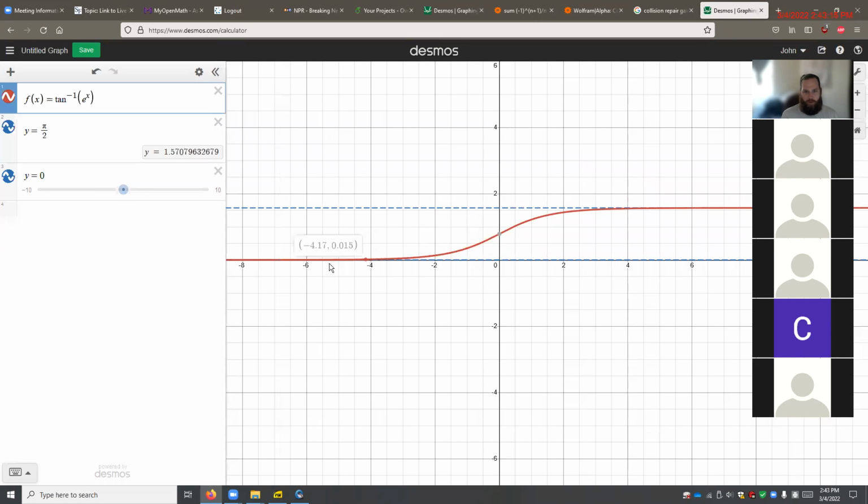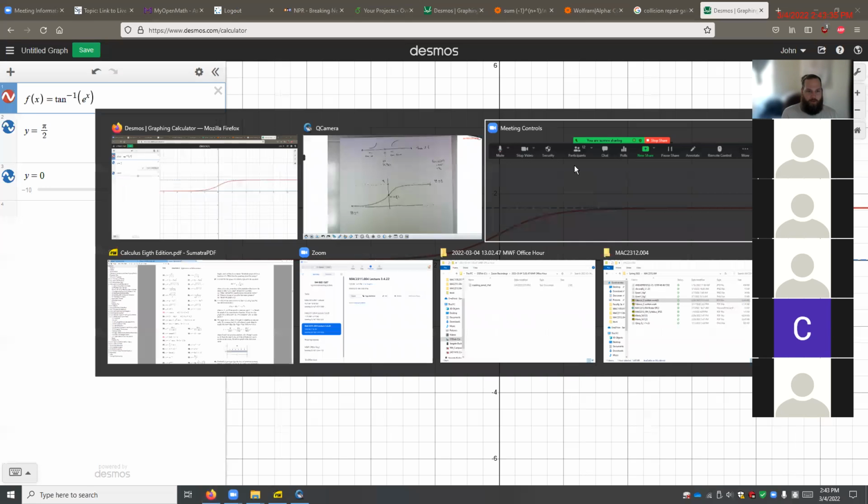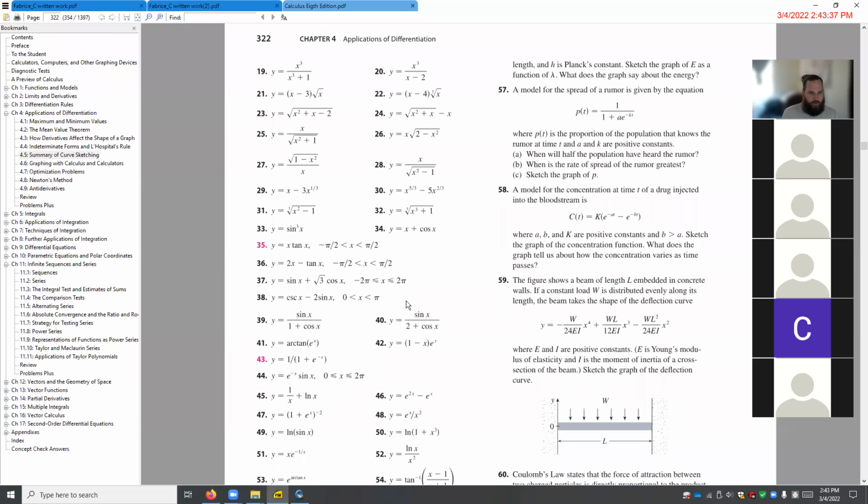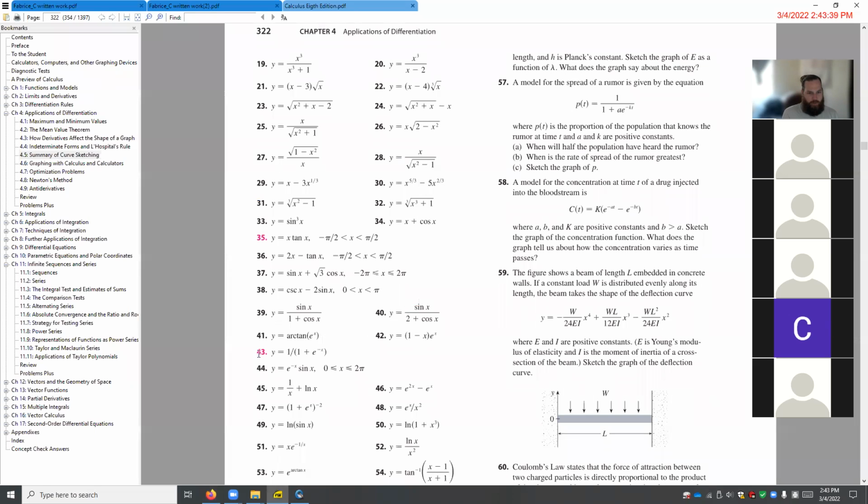Curves like this, by the way, are kind of special. This is very similar to what's called a logistics curve, where something goes from 0 and rises in a nice smooth way up to some fixed value. You can scale this up by multiplying by some number to make this second horizontal asymptote whatever height you want. Another function whose graph looks similar to that is the one right after this, number 43.